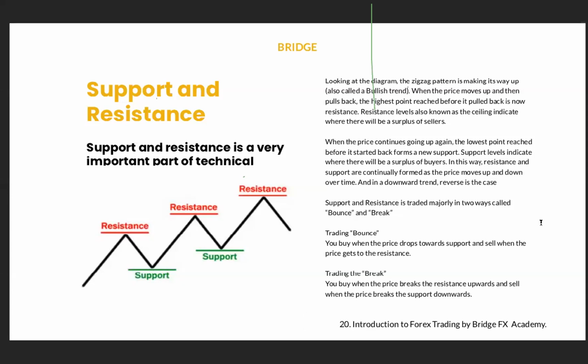All right. Support and resistance is traded majorly in two ways called bounce and break. Bounce and break. So if you want to trade bounce, you buy when the price drops towards support and sell when the price gets to the resistance. Look at this. You get to the resistance, then you bounce with it downwards. You sell because you know there are so many sellers there. So you bounce from this place and sell with them. Then when you get to this place again, you bounce up and buy. When you get to this place again, you bounce down. So that is the place of using support and resistance to trade bounce.